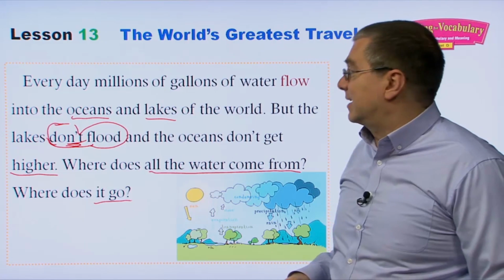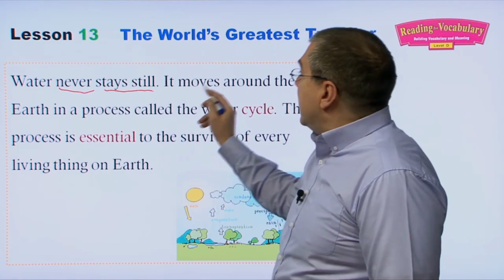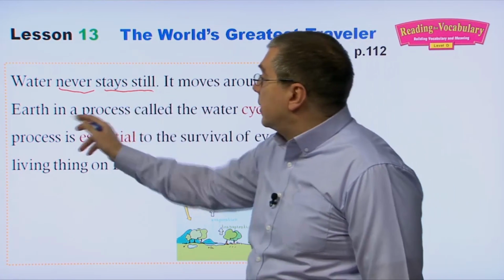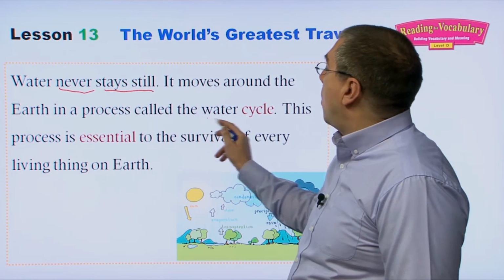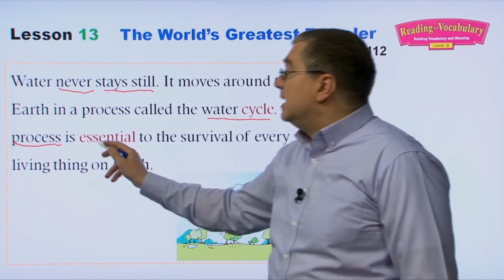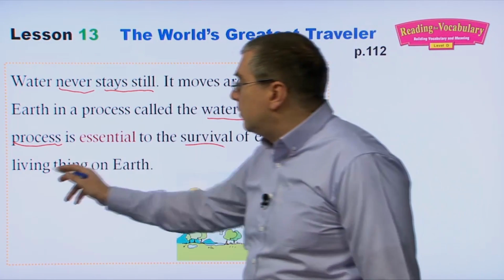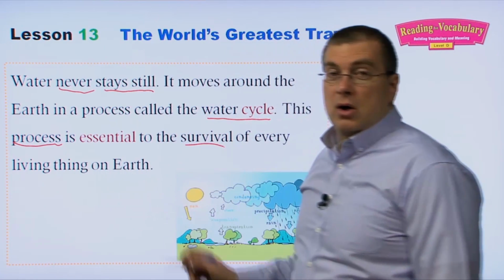The answers are next. Water never stays still. It moves around the earth in a process called the water cycle. This process is essential to the survival of every living thing on earth.